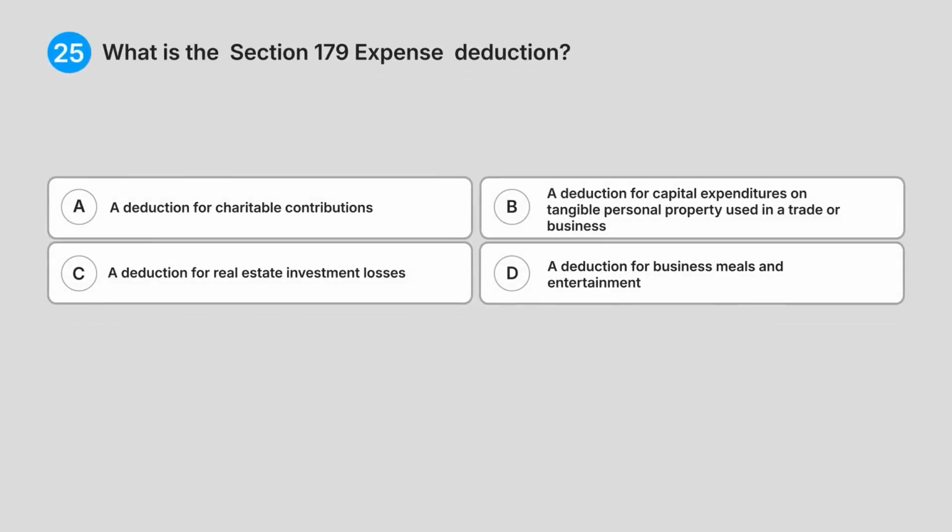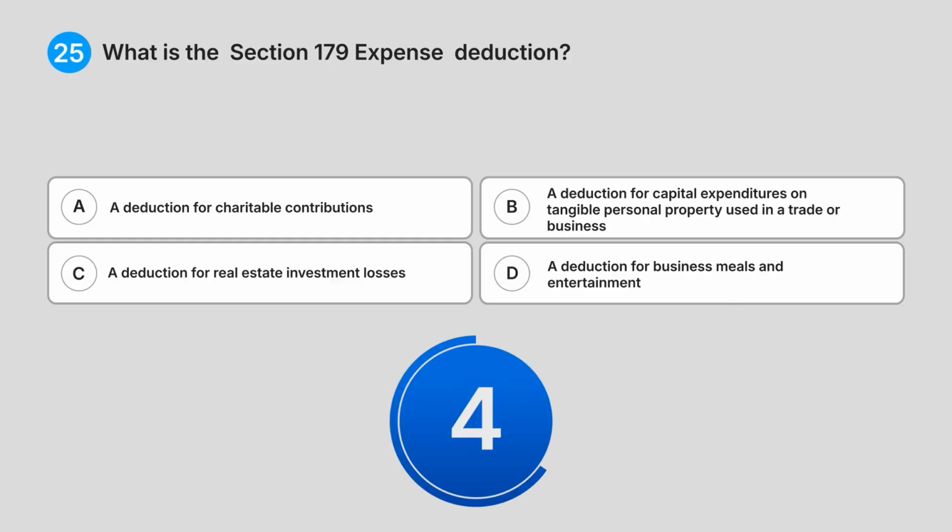25. What is the Section 179 expense deduction? A. A deduction for charitable contributions. B. A deduction for capital expenditures on tangible personal property used in a trade or business. C. A deduction for real estate investment losses. D. A deduction for business meals and entertainment. Do you know the answer?